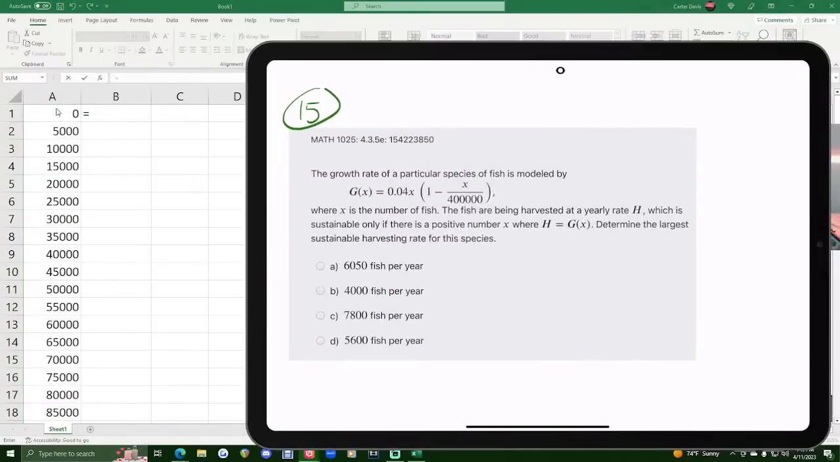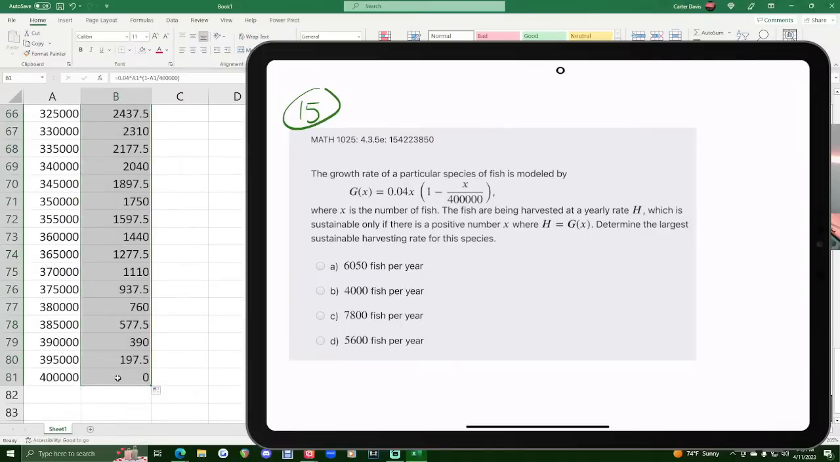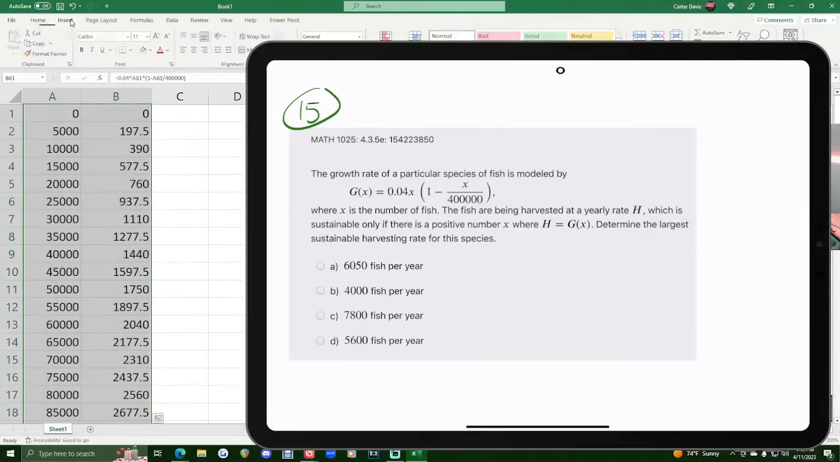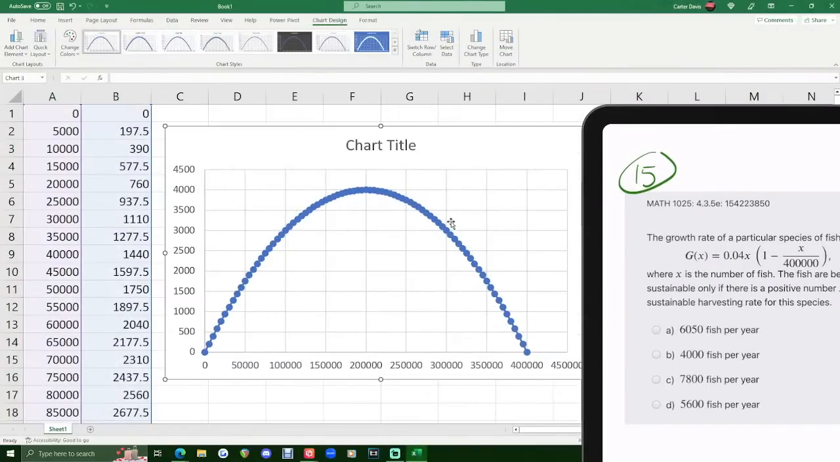So now we will just input this function. 0.04 times x. Wherever we see x, we're clicking on A1. We'll do times, big parentheses, 1 minus x over 400,000. Click and drag this down. Fill out all our values. We get that. We can highlight both columns. We'll get a beautiful graph here. Check this out. Boom. Look at that. So we get this perfect parabola. And the idea is that we have this perfect parabola from 0 all the way to that 400,000.